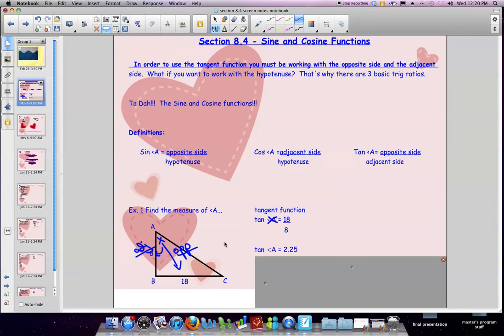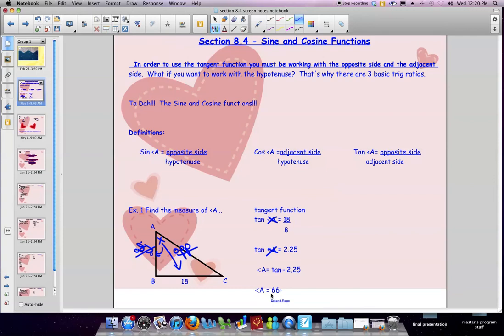So this could easily just be x as well. It doesn't matter whether you leave the angle in there or whether you call it a variable. But in order to get rid of the tangent, in order to get the x by itself, remember that I have to do the opposite. So I bring it over to the other side by making it the inverse. So I'm going to do the inverse tangent of 2.25 to get my answer, and that comes out to be 66 degrees. So that means my angle A is 66 degrees.